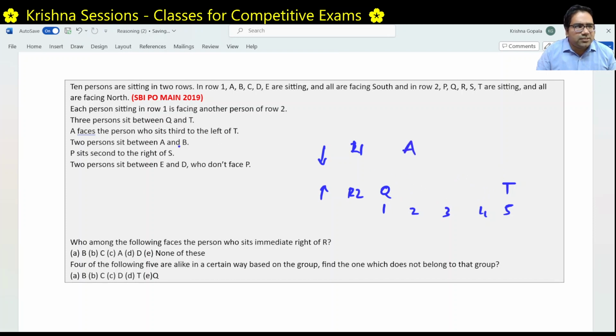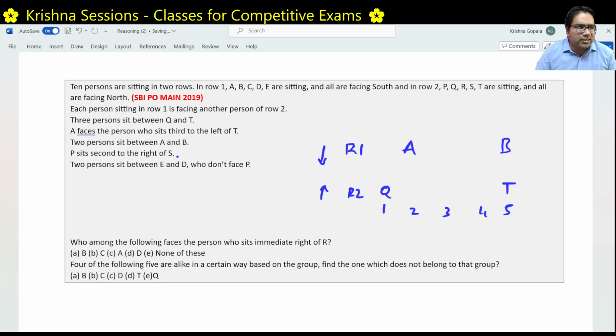Two persons sit between A and B. A and B, there are two persons. So there is no slot here. 1, 2, B has to sit here only to accommodate two people between A and B. B is sitting in the fifth seat, A is sitting in the second seat.